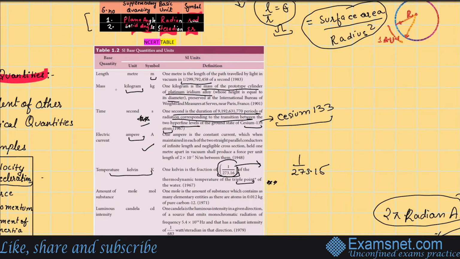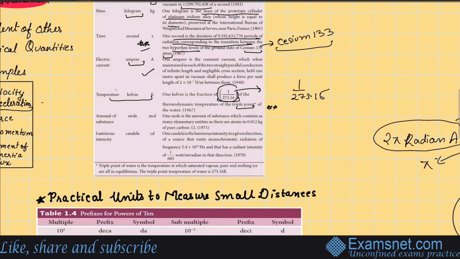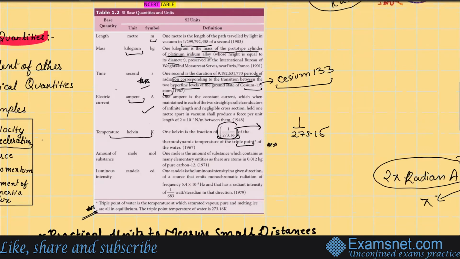The meaning of triple point is given in the NCERT. You can read this line. Again, it's not that important. So you just have to remember 2 points: one is cesium, and the other is 1 over 273.15. And what is the amount of substance? Again, this is the pure form of the carbon-12 atom: 0.012 kg of pure carbon-12. This is studied in chemistry and in modern physics. So, important.